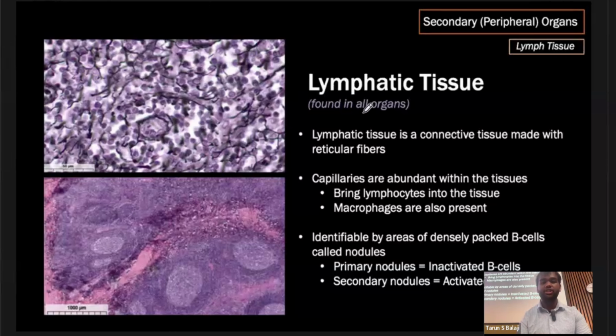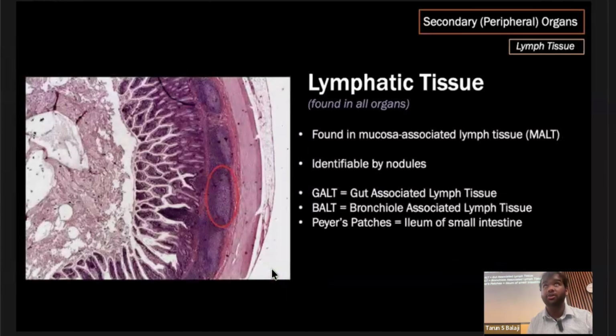So you've got connective tissue and reticular fibers. There's a lot of capillaries because you're going to want innervation. And you've got two major regions, nodules, a primary and a secondary. Now, these nodules are what's going to help you identify whether you're looking at a lymph node in lab, for example. Depending on what part of the body these lymphatic tissues are in, they've got different names. You've got GALT, gut-associated lymph tissue. You've got BALT. You've got Peyer's patches, not SALT.